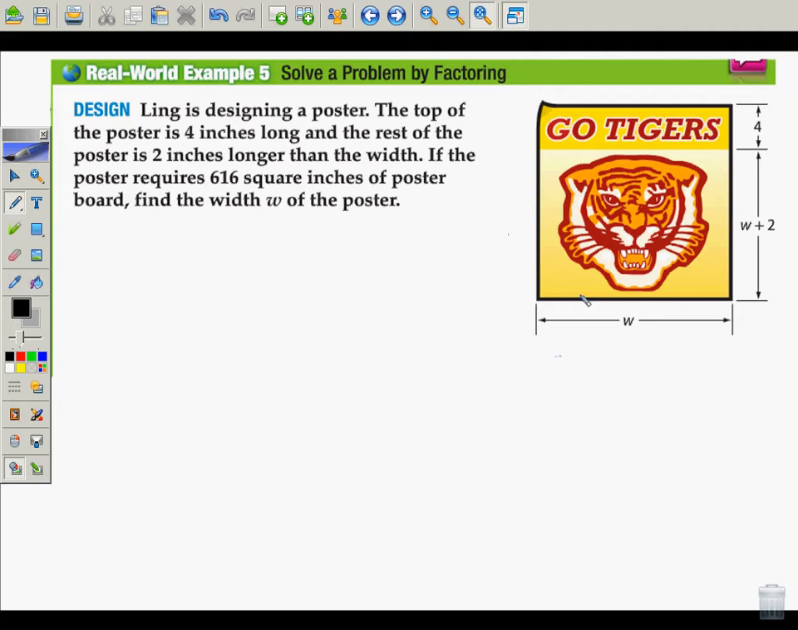Okay, so here are our dimensions. W is our width, and then we have W plus 2 plus 4 as our length. So we know my width is W, and my length is going to be W plus 2 plus 4. Obviously, we can combine like terms and write that as W plus 6. And to find the area of a rectangle, remember, area is always length times width.